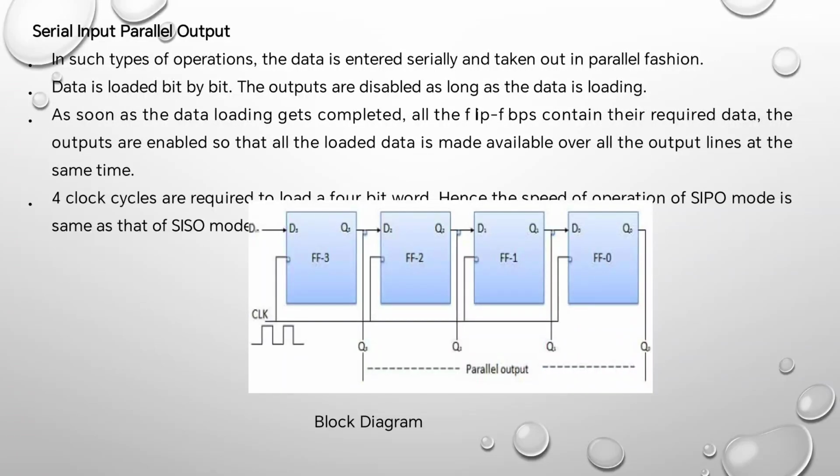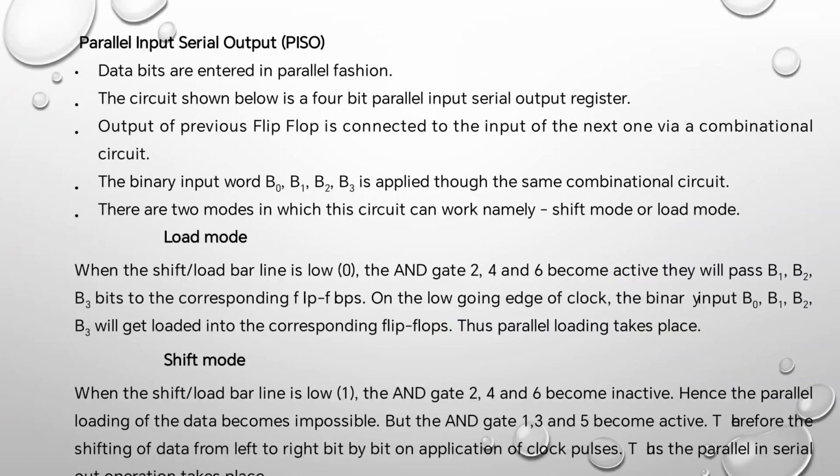Serial input, parallel output. In such types of operations, the data is entered serially and taken out in parallel fashion. Data is loaded bit by bit. The outputs are disabled as long as the data is loading. As soon as the data loading gets completed, all the flip-flops contain their required data. The outputs are enabled so that all the loaded data is made available. This is the block diagram for the serial input, parallel output.